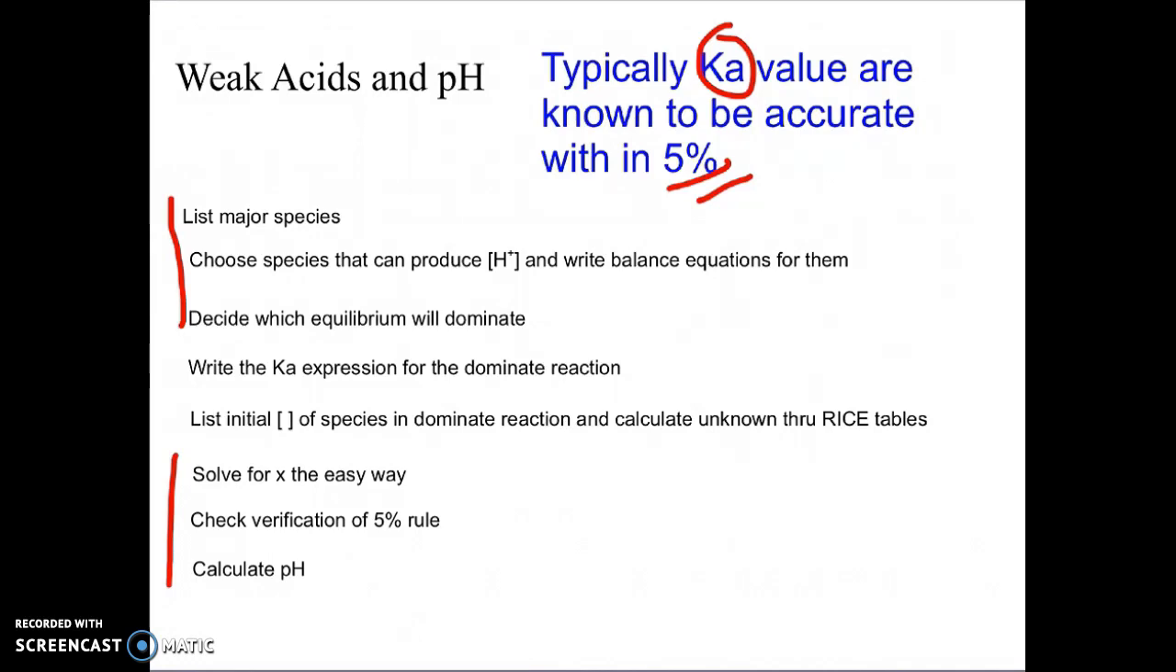And I'm going to point that out while we're doing our first weak acid ICE table work, okay? But first, before we do a full-blown ICE table problem with a weak acid, what I do want to talk about is this idea of choosing the species that produce the H plus and writing the balanced equations for them.